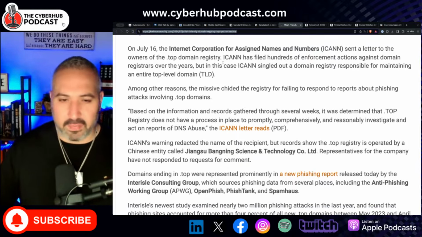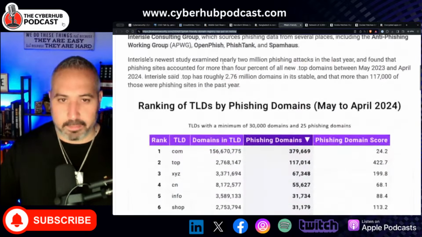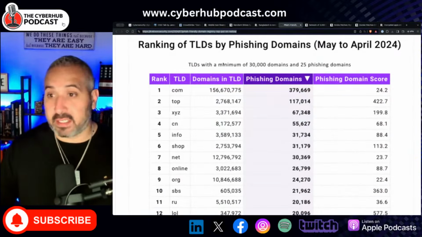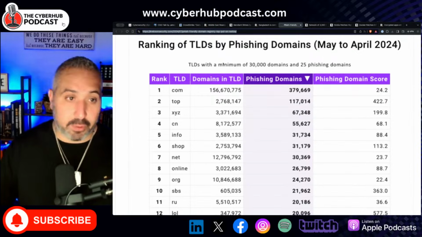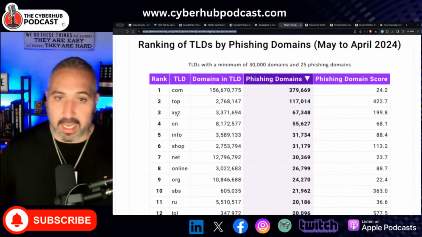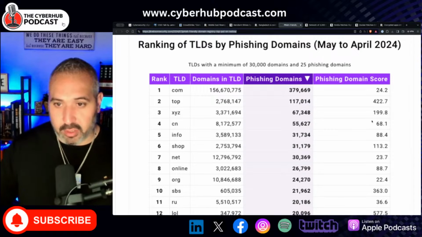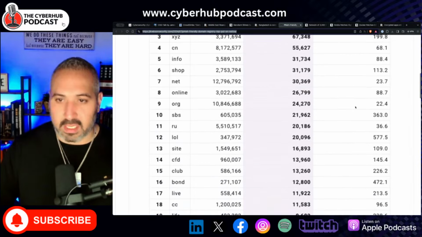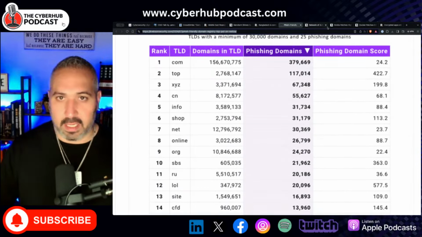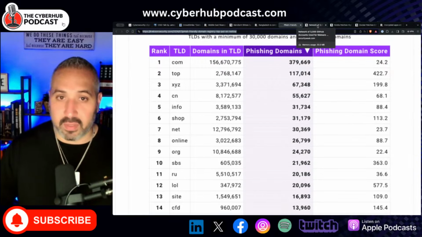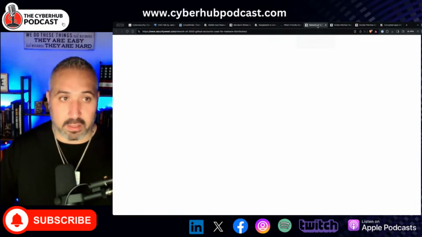And somehow they've given this to a Chinese company. Someone at ICANN should be fired for this. The ranking of TLDs by phishing domains, May to April: you can obviously see .com, then .top, and then XYZ. The phishing domain score is obviously highest at .top, so a lot of malicious domains are coming from .top. You could theoretically block that in your email filter and reduce that domain altogether.